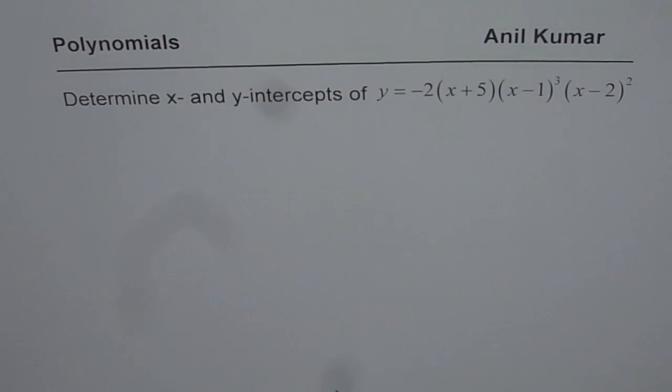I'm Anil Kumar. Let's explore polynomial equations. Here we have a question which says: determine the x and y intercepts of y equals minus 2 times (x plus 5) times (x minus 1) whole cube times (x minus 2) whole square.